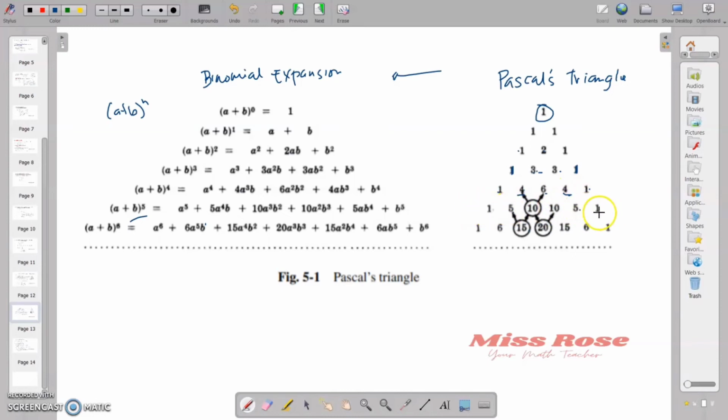Then add 1 on both sides. 1 plus 5 is 6. 5 plus 10 is 15. 10 plus 10 is 20. 10 plus 5 is 15. 5 plus 1 is 6. 1 on both sides, and so on.